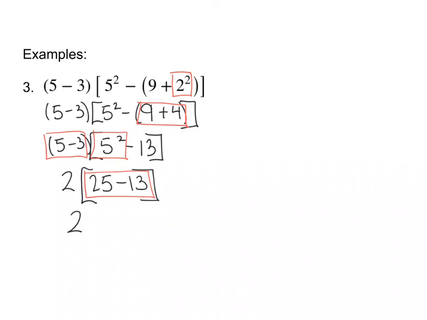I've got the 2 out here, and inside the grouping symbols became 12, but my answer isn't 212. Remember, when you have the number right here next to a grouping symbol, what that really means is multiplication. You can write it like that, or if you want to, you can keep the parentheses because this means the same thing. Either way, your final answer should be 24.